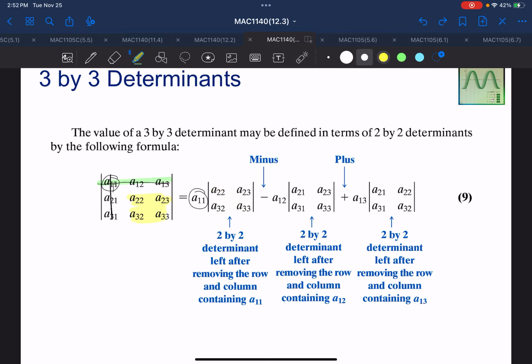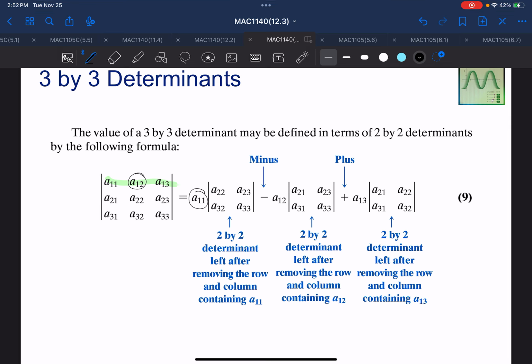And then you move to the next term. Okay, so we started with A sub 1, 1, and now I'm moving to A sub 1, 2.